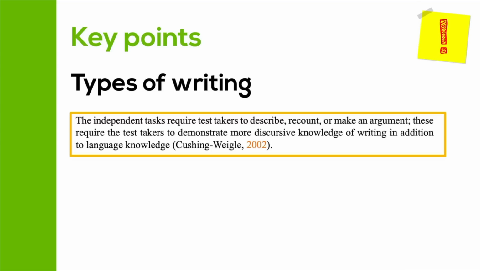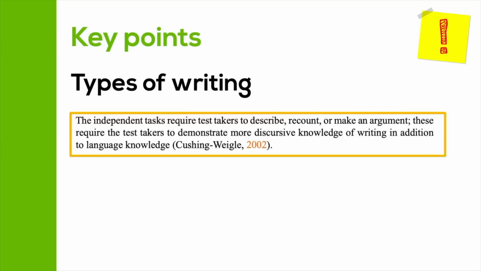But there are other things you should consider, such as what style of writing are you going to be asked to do? And of course, how are you marked? What is the criteria? So let's take a look at that now. You can find information on the Duolingo English Test website about all of the tasks you are going to do. For this write-in task, this is what they show us. It says that the independent tasks require test takers to describe, recount, or make an argument. These require the test takers to demonstrate more discursive knowledge of writing in addition to language knowledge.